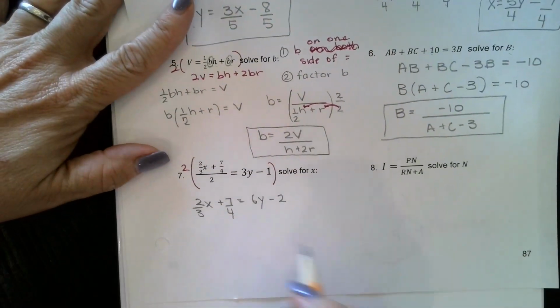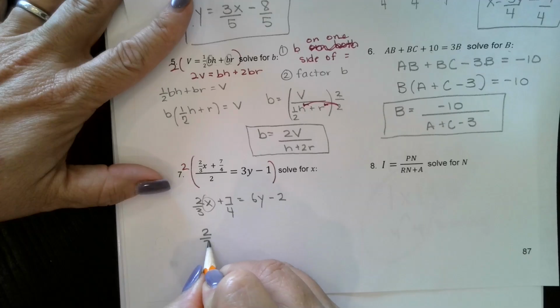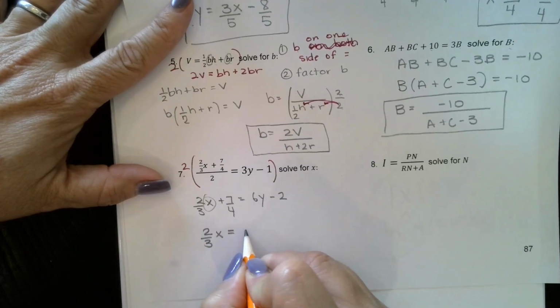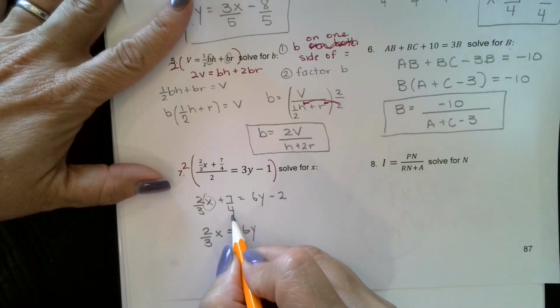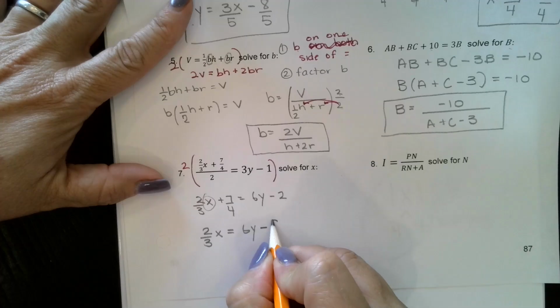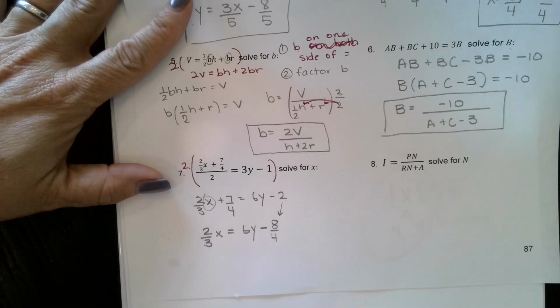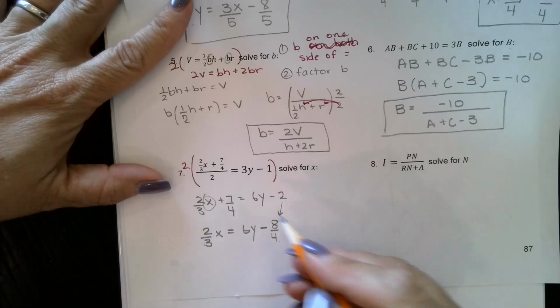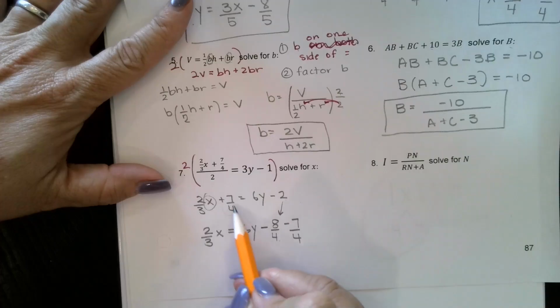All right, so now I'm solving for x. So if I'm solving for x, I have to get rid of this 7/4. So 2/3 x equals 6y. Now I'm going to change this guy. I know I'm moving 7/4 over, so I'm going to say minus 8 over 4. That is that 2. Negative 2 is the same as negative 8 over 4. And then I'm going to subtract another 7 over 4 from this one moving over.